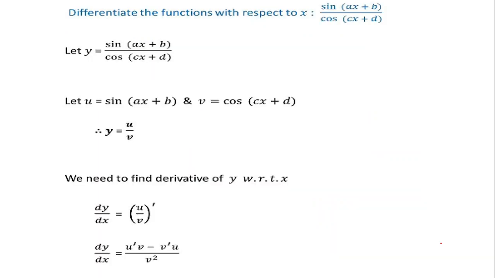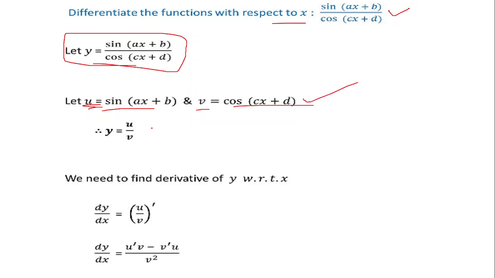Next. Now, here they have given, we need to differentiate with respect to x this function. What they have given? Sine of ax plus b by cos of cx plus d. Let me take this as y. y equals sine of ax plus b by cos of cx plus d. Here you can use the quotient rule. I am giving the values for sine of ax plus b and cos of cx plus d as u and v. Let u equal sine of ax plus b and v equal cos of cx plus d.